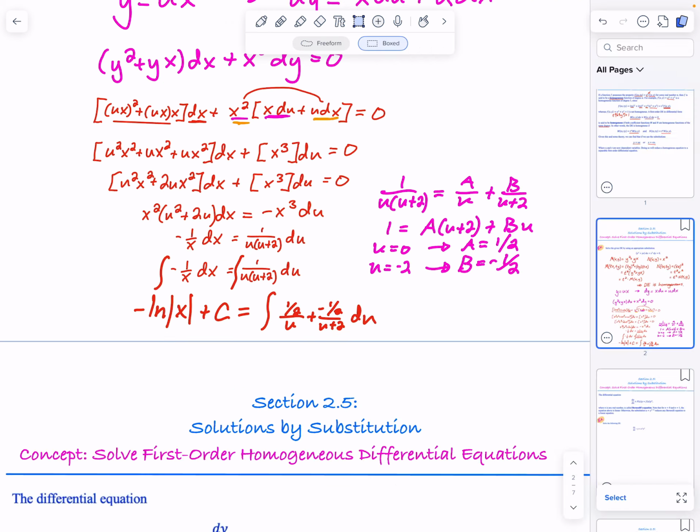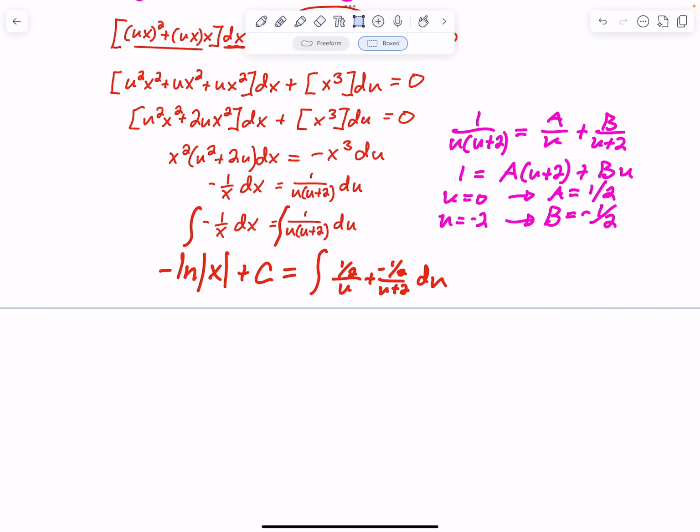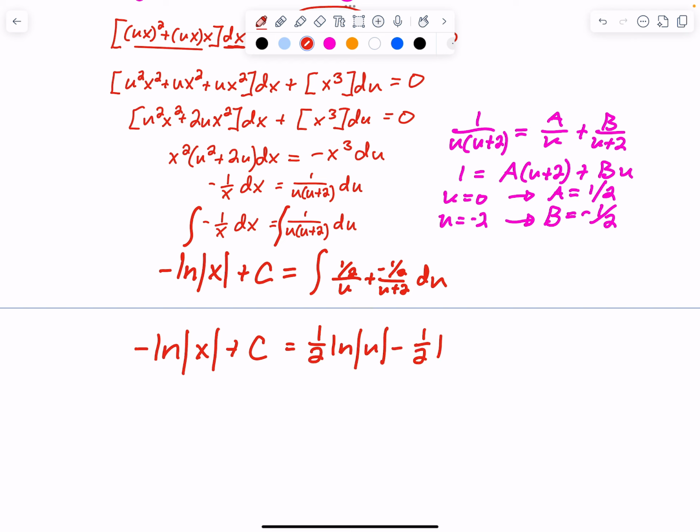Actually, I'm just going to add a new page. Okay, so I have that now. Sorry, it's being weird. There we go. So I get negative ln of x plus c equals 1/2 ln of u minus 1/2 ln of u plus 2. Just an easy u sub there if you really want to think through it.